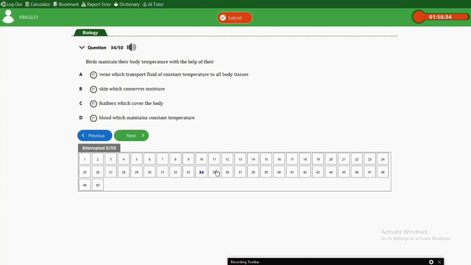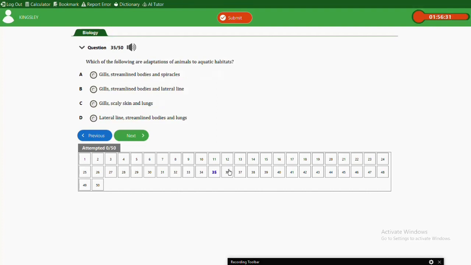Okay, so guys, let's consider this next question. Birds maintain their body temperature with the help of their A. veins, which transport fluids of constant temperature to all body tissues, B. skin, which conserve moisture, C. feather, which cover the body, D. blood, which maintains constant temperature. So guys, the answer to this question is option C, feathers, which cover the body. The feather which covers the body of birds help them to maintain constant body temperature because they serve as insulation to them. So option C is the right option in this question.